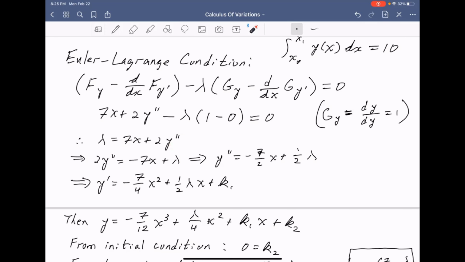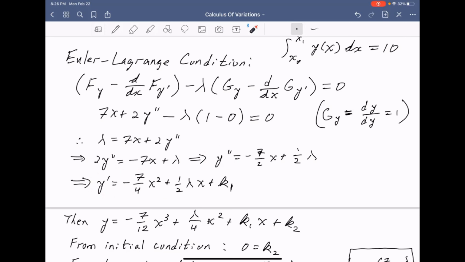So we get 2y double prime equals minus 7x plus lambda. We divide by 2 and we get minus 7 over 2 x plus 1/2 lambda. Then we integrate this, and we get minus 7 over 4 x squared plus 1/2 lambda x plus k1. Then we again integrate. We integrate this function the first time to get y prime.